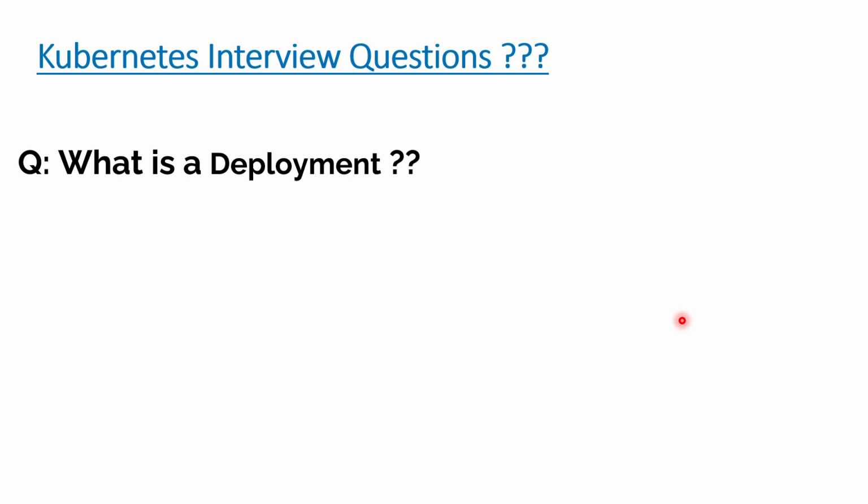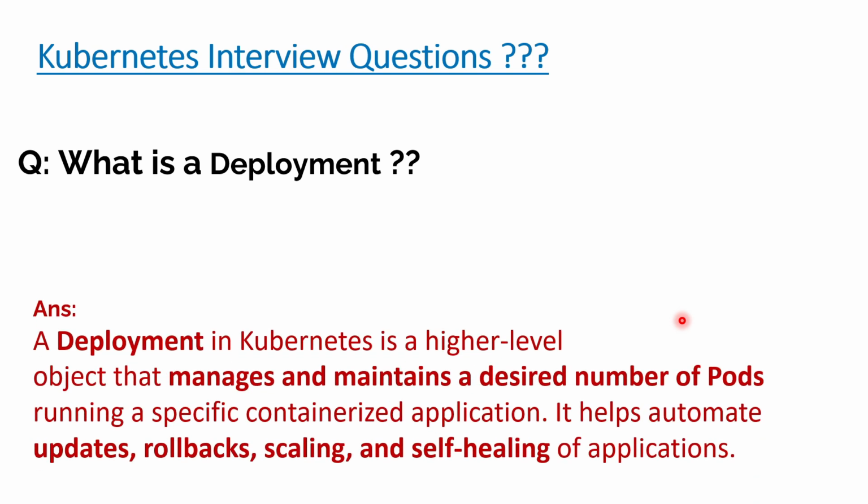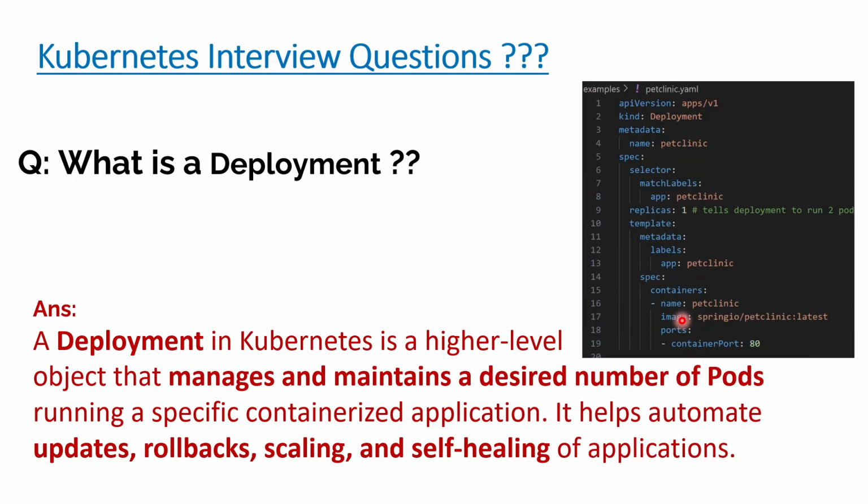Next question: what is a deployment? Any question, any answers? So a deployment is simply a high level object that manages and decides the number of pods. Basically, it's an automation to deploy your pods into the environment, and then you can containerize your application. It helps to do rollbacks, updates, scaling, and self-healing of applications.